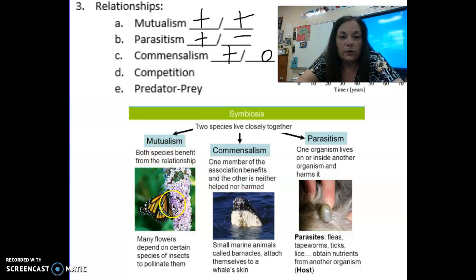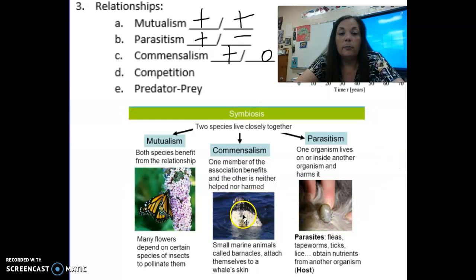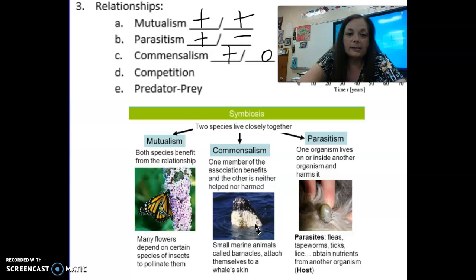Mutualism, both species are getting something out of it. The butterfly is probably getting food, and the flower is probably getting pollinated. Parasite, that's the tick on a dog. So the dog is losing blood, but it can also get a disease from that. And then commensalism, an example here is with this whale. The barnacles that are all over the whale, they're getting movement. So every time the whale moves, they get like a free taxi ride, but it doesn't hurt or help the whale that they're on there.